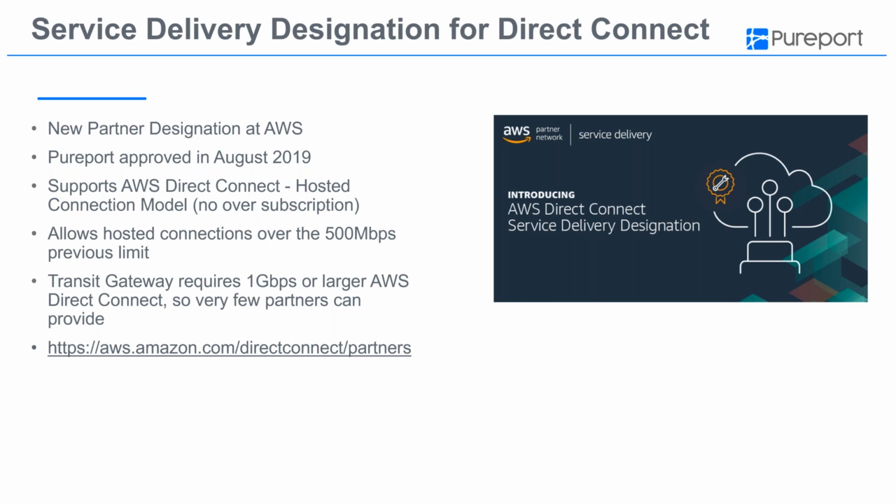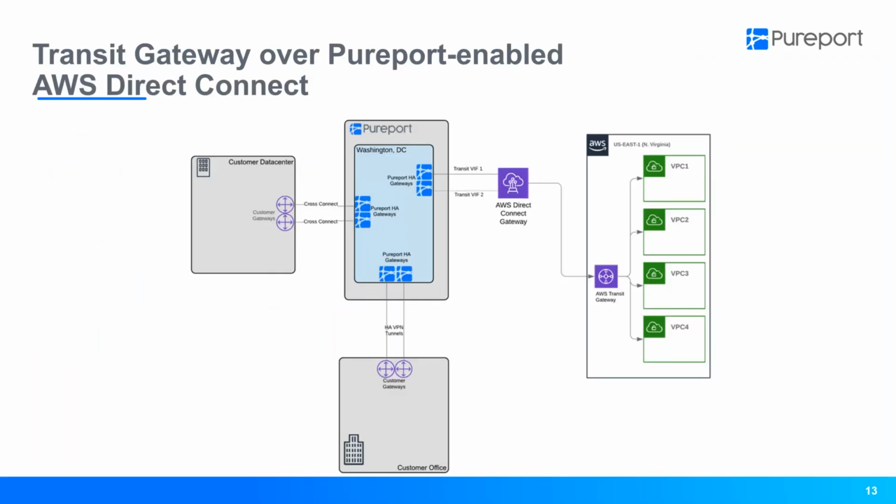The hosted connection model before this new designation limited the ability to deliver direct connects to 500 megabits per second. Fortunately or unfortunately, Transit Gateway requires a 1 gigabit or larger connection to be able to leverage and use AWS Direct Connect. So it was a critical component for partners to be able to add this new designation so that they could add larger connections, 1 gigabit or higher, that would enable the Transit Gateway capabilities. You can go out to the Amazon site and the Direct Connect partner page to see a list of partners that have enabled this solution, and PierPort is proud to be one of the few in the US that can deliver that capability.